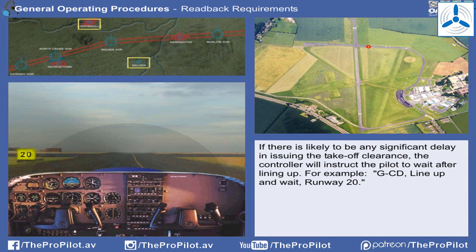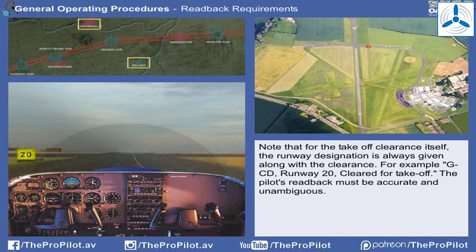If there is likely to be any significant delay in issuing a takeoff clearance, the controller will instruct the pilot to wait after lining up. For example, Golf Charlie Delta, line up and wait, runway 20. Note that for the takeoff clearance itself, the runway designation is always given with the clearance. For example, Golf Charlie Delta, runway 20, cleared for takeoff. The pilot's readback must be accurate and unambiguous.